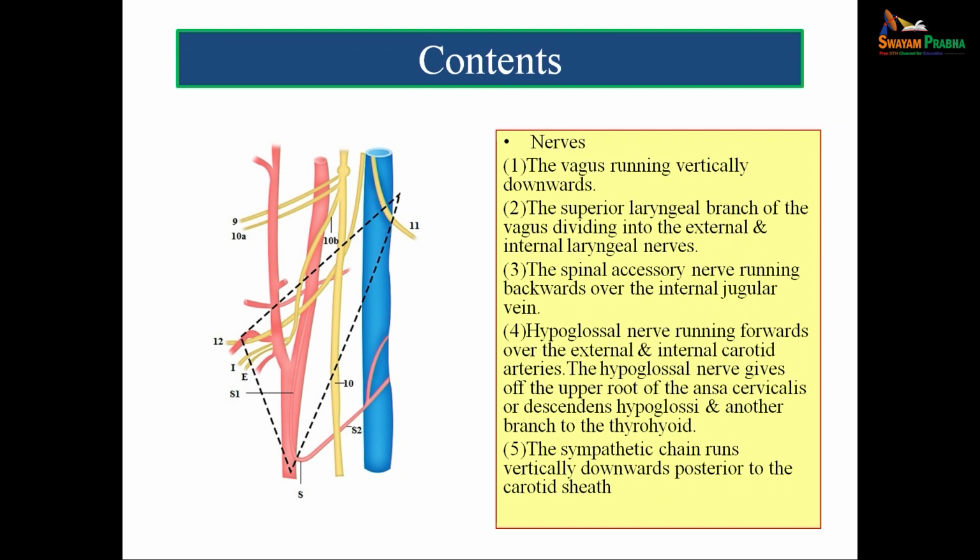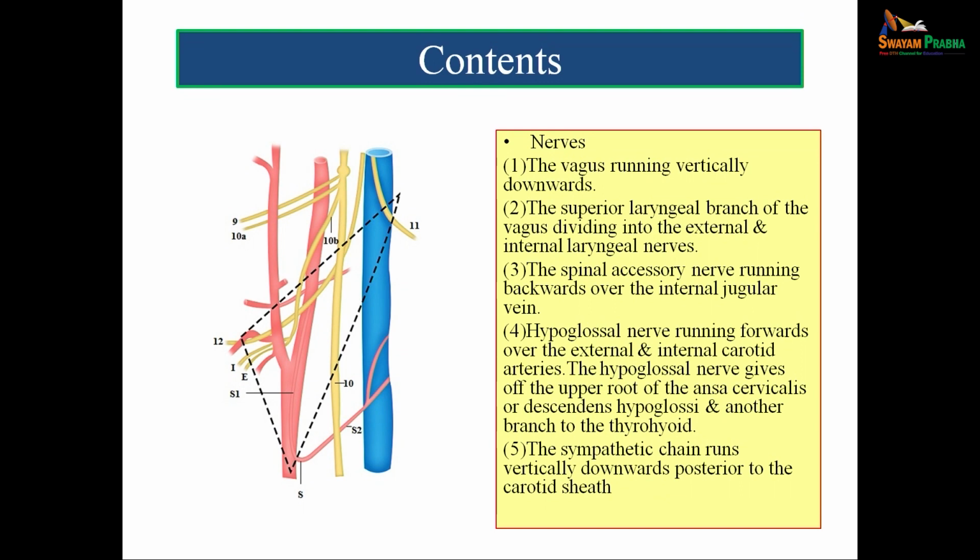Then we have the superior laryngeal nerve, which is dividing into I and E. I and E represent the internal and external laryngeal nerves. We have the hypoglossal nerve, that is the 12th nerve, which is also lying in this carotid triangle. And below we see the ansa cervicalis, which lies in the anterior wall of the carotid sheath.